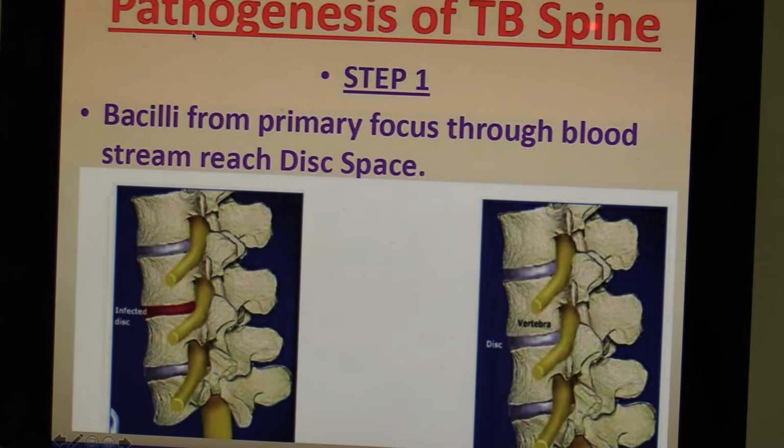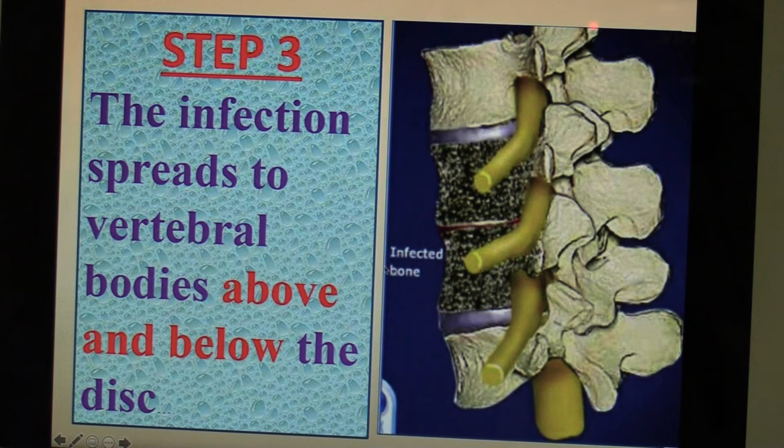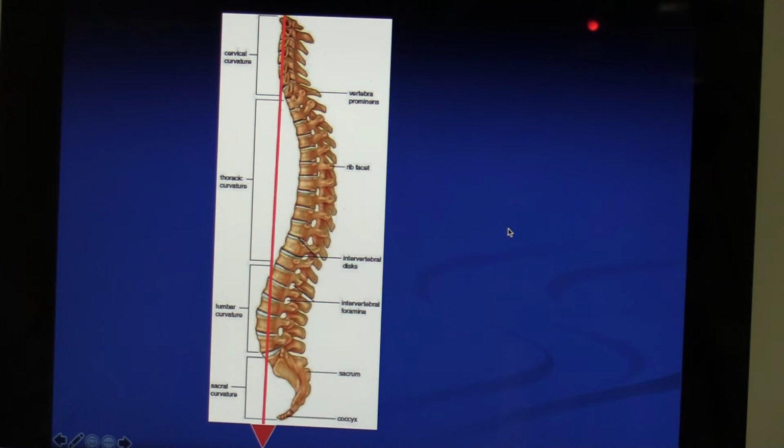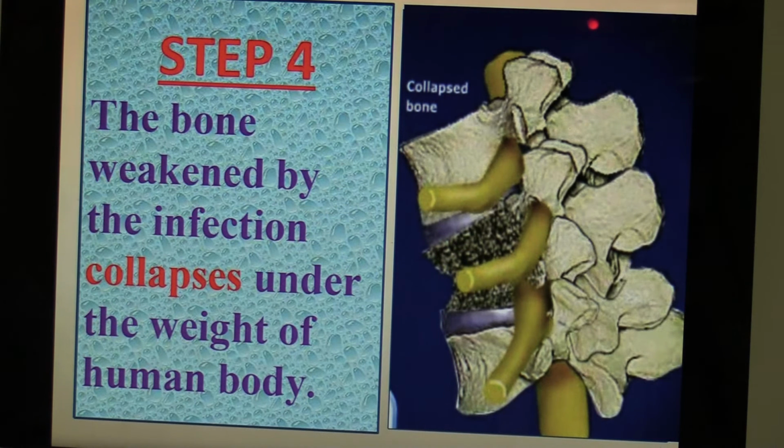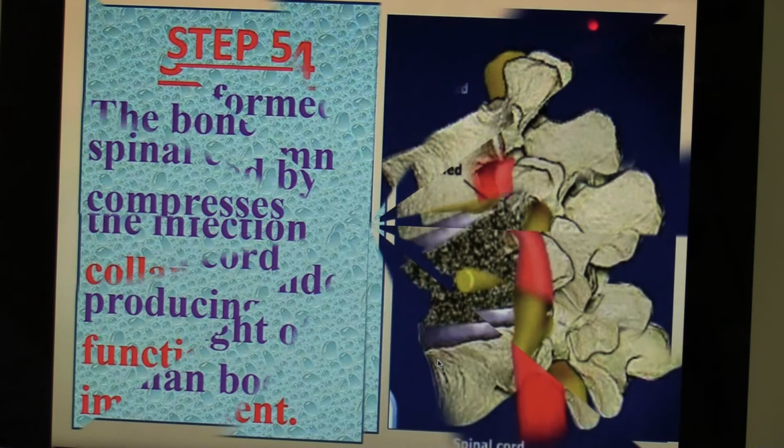So when we talk about pathogenesis, step 1: bacilli from the primary focus reach the paradiscal area through the bloodstream. Then the infection spreads to the vertebral body above and below, on both sides of the disc space, and the bone weakened by the infection collapses under the weight of the human body. This collapse leads to anterior height loss. Now these are two vertebral bodies, and the anterior height loss has occurred while posteriorly the height is greater. So this means there is an accentuation of anterior concavity, that is kyphosis.